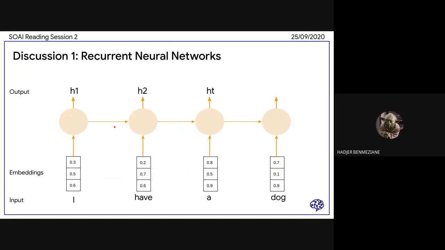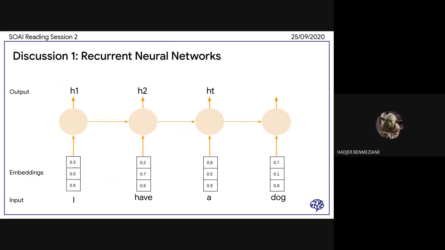So basically, this is the recurrent neural network. We have a node with two inputs: the actual input, which is the word embedding, and the previous output of the previous node.